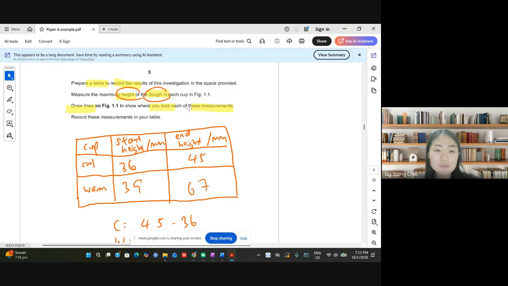So that's why, okay, this is a table, right? You see how they write down the instruction. They just ask you to prepare a table, record the result. But they didn't really give you an instruction like, okay, you need to measure the start height and the end height. Yeah, they didn't write it as clearly as that. So that's why you need to figure out what they really want.